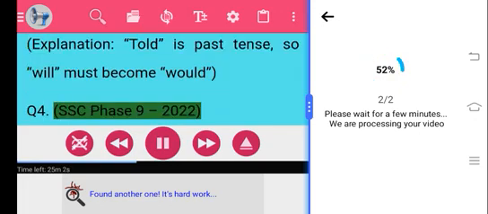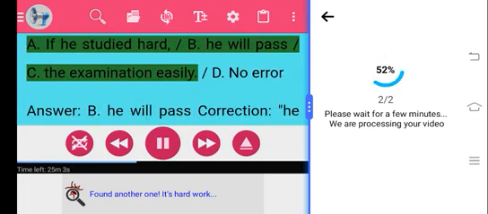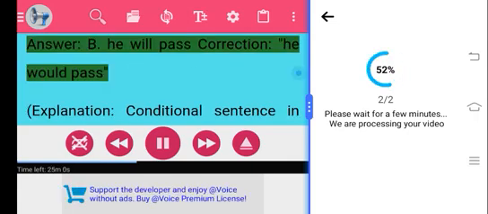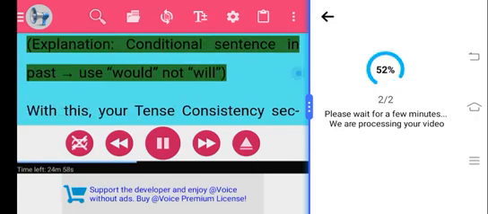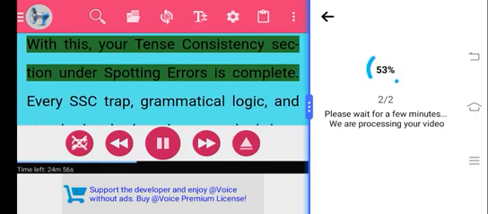Q4. SSC Phase 9 2022. If he studied hard, B, he will pass, C, the examination easily. D, no error. Answer: B, he will pass. Correction: he would pass. Explanation: Conditional sentence in past, use would, not will. With this, your tense consistency section under spotting errors is complete.